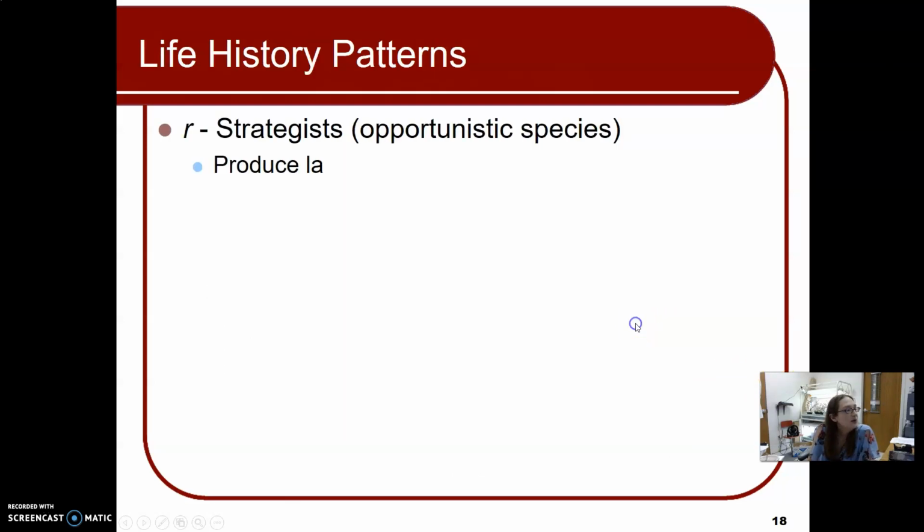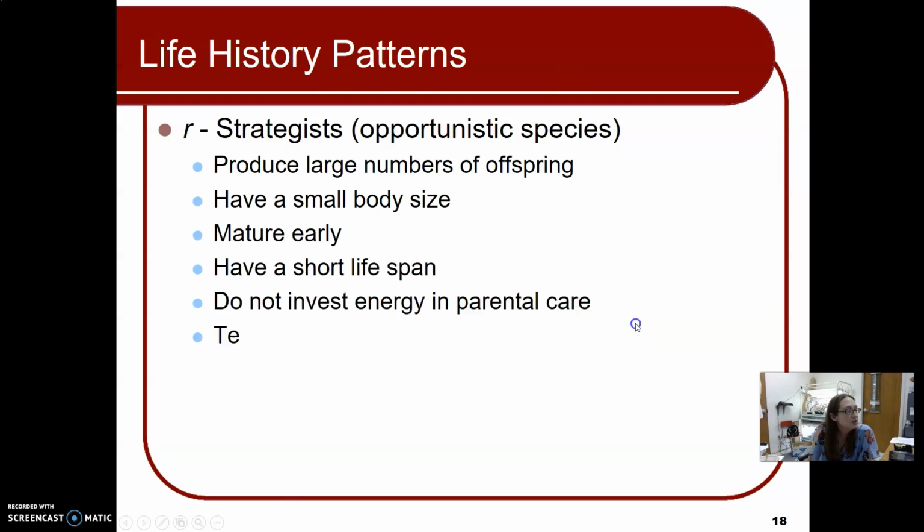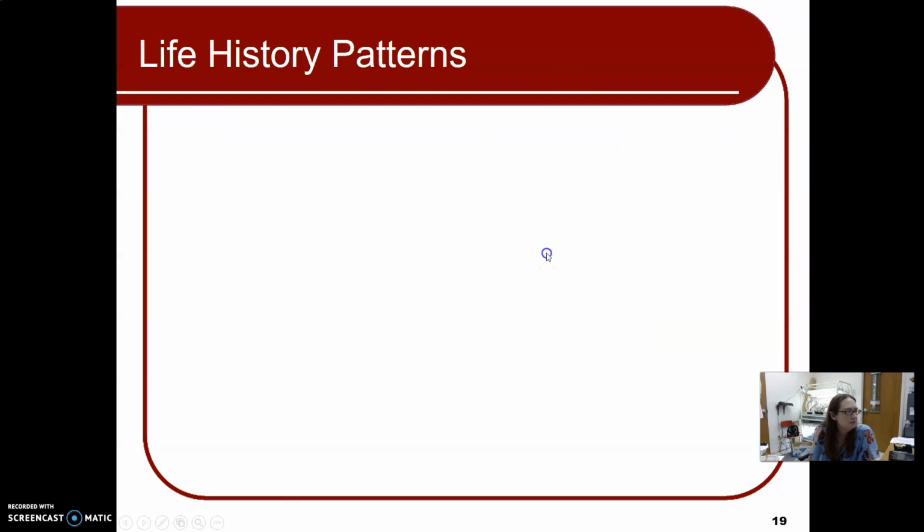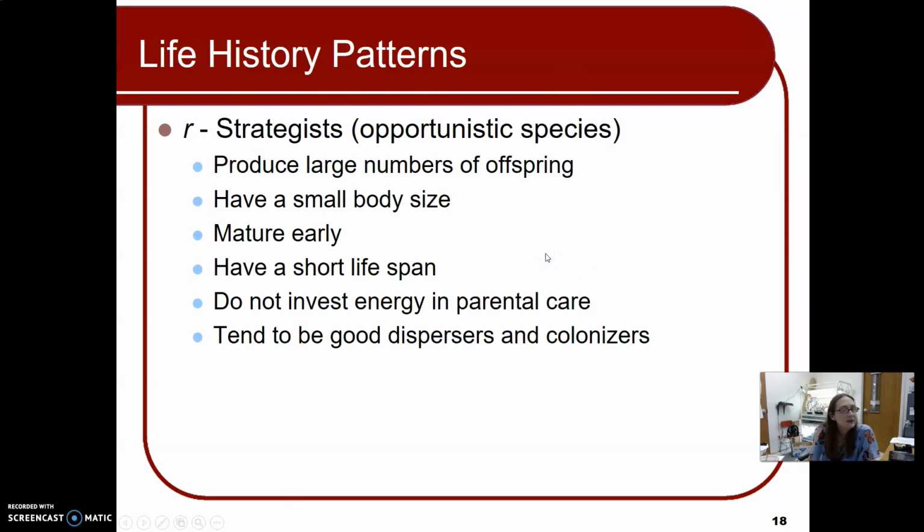We have what we call R strategists and K strategists, right? Okay, I was close. Okay, R strategists are opportunistic species. They produce large numbers of offspring, typically have a small body size. They mature early, tend to have a short lifespan. They don't invest a lot of energy in parental care. They tend to be good dispersers and colonizers.